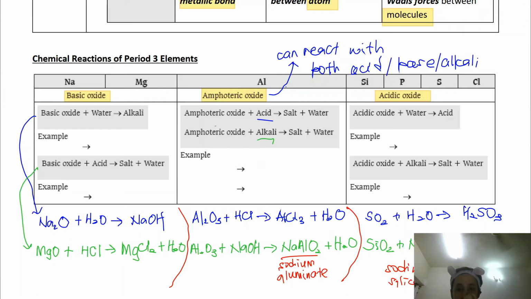Okay, that is the name of the salt. Alright, so technically those are the chemical reactions for period 3 elements: basic oxide, amphoteric, and also acidic.